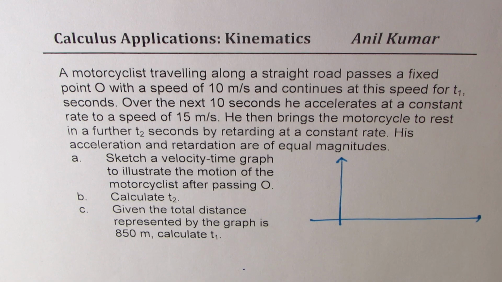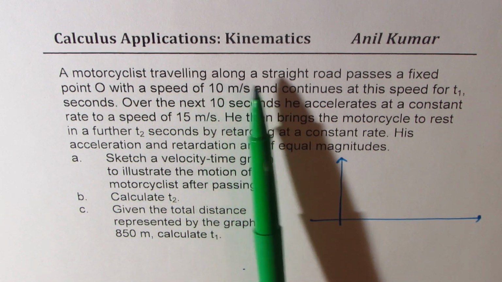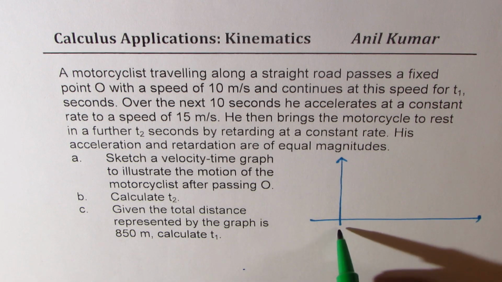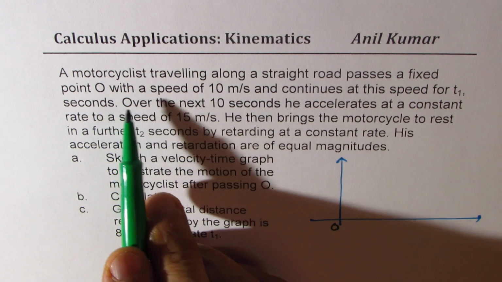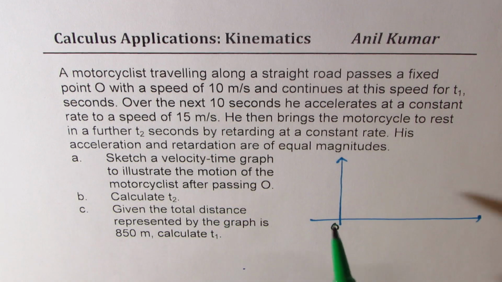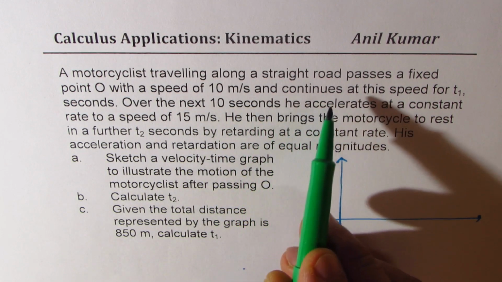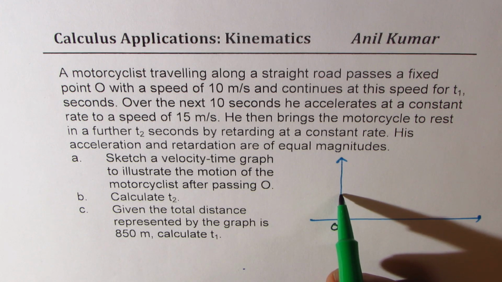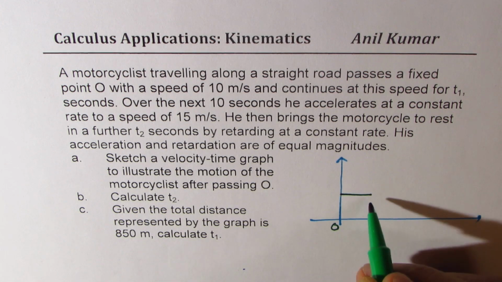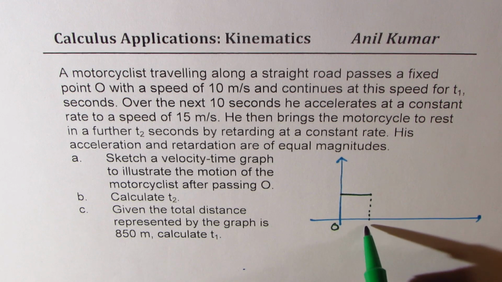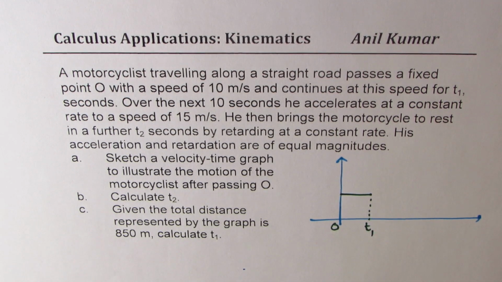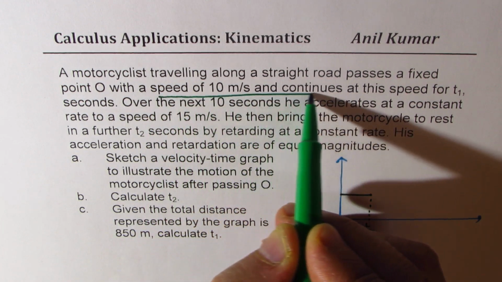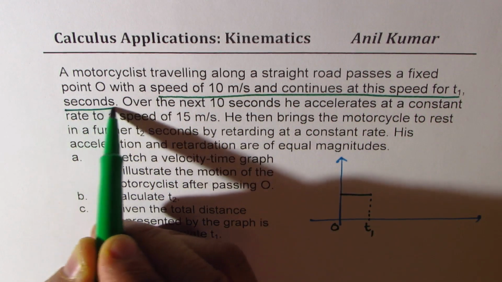Okay. A motorcyclist traveling along a straight road passes a fixed point O. So we'll call this point O, with a speed of 10 meters per second, and continues at this speed for t1. So let's say this is 10 for us, right? And it continues for t1. So that is t1 for us. Do you see that part? So what we have done is we have represented this in the graph, continues for t1 seconds.